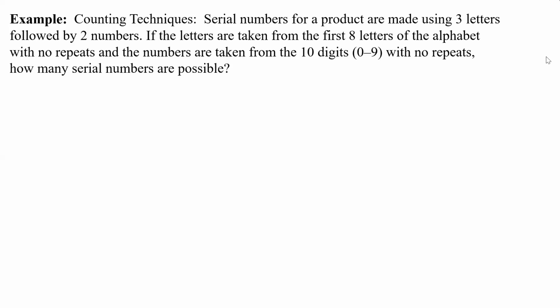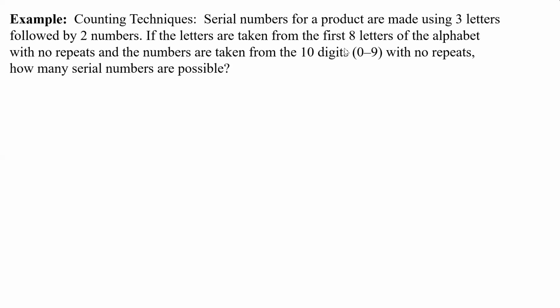All right, so this is an example of counting techniques. Here we have serial numbers for a product that are made using three letters followed by two numbers. Now, if the letters are taken from the first eight letters of the alphabet with no repeats, and the numbers are taken from the 10 digits 0 through 9 with no repeats, how many serial numbers are possible?